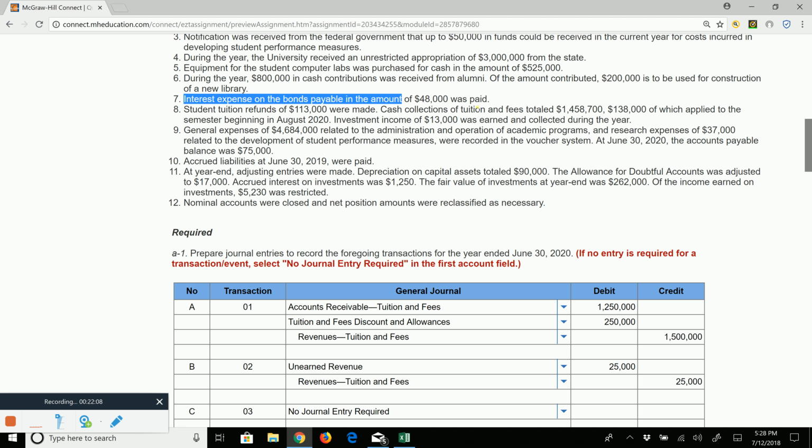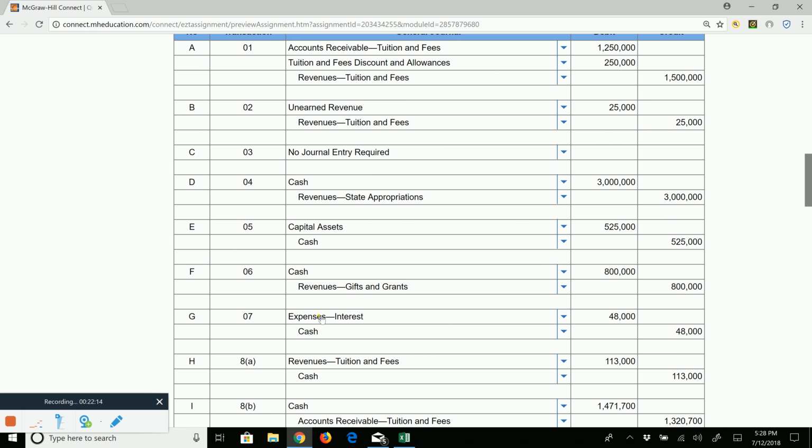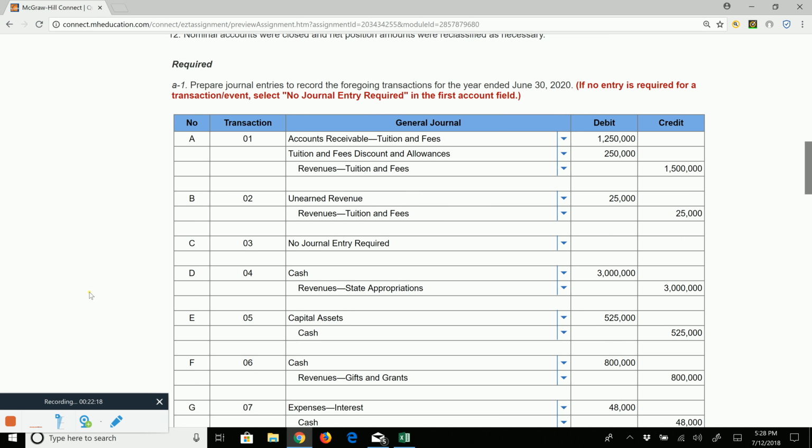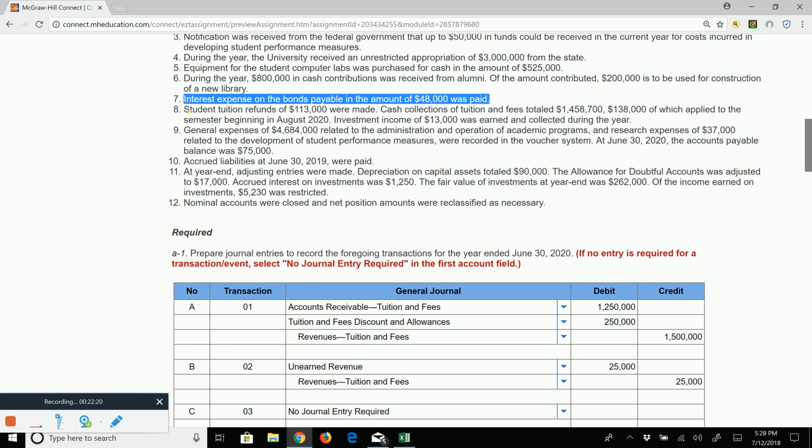Number 7, interest expense on the bonds, $48,000 was paid. Journal entry, debit interest expense, credit cash. Pretty straightforward there. Number 8, student refunds.